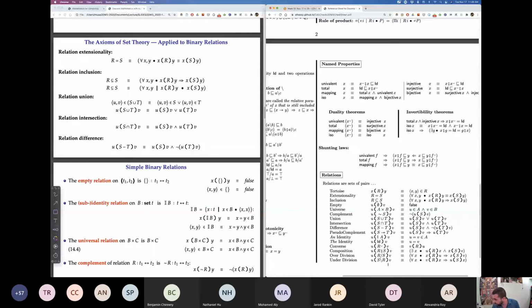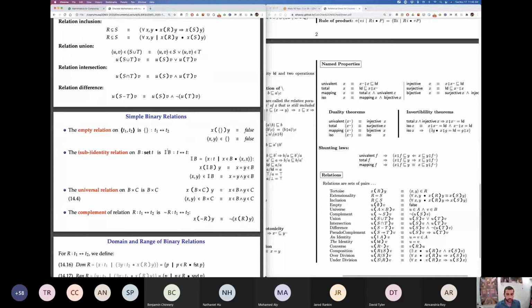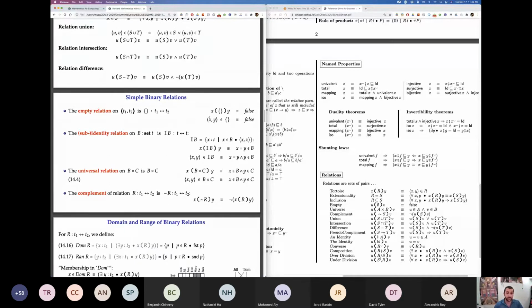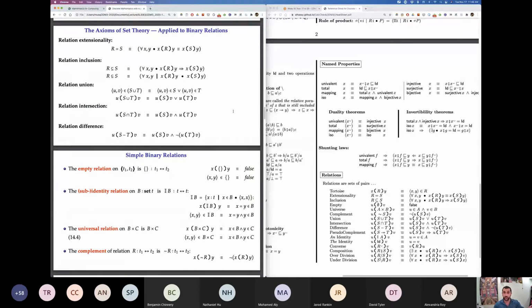Does that help? Good. There we go. So the empty set is now the empty relation. It's a relation that's never true. It doesn't relate to anything. So if you think of the graphs, right, you draw a bunch of dots, then the empty graph is there's no lines at all. So the empty relation is no lines, okay?